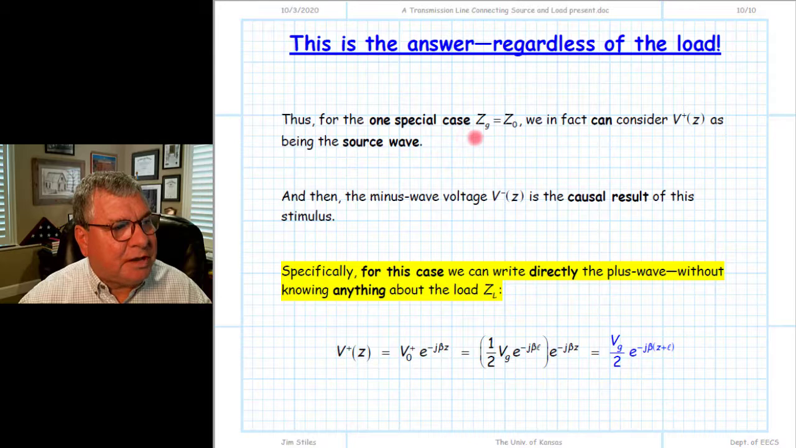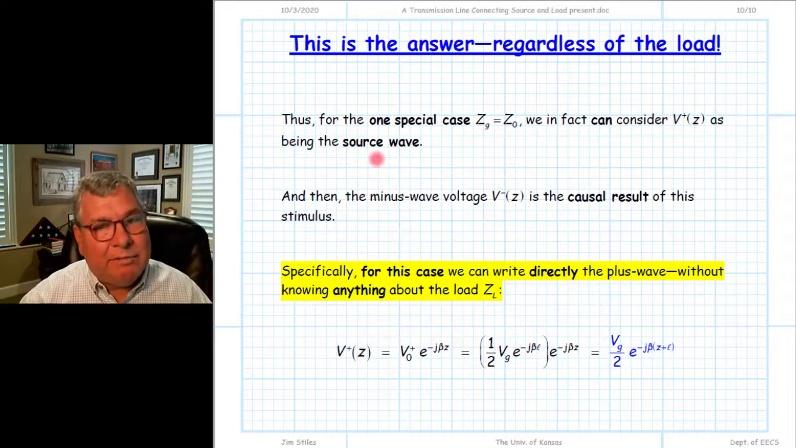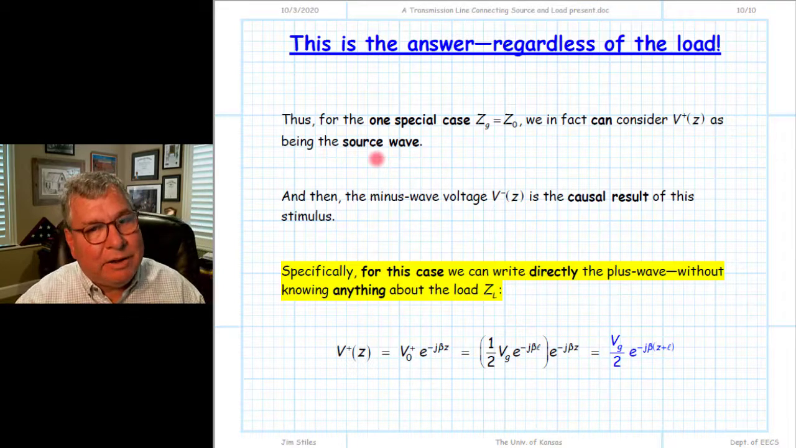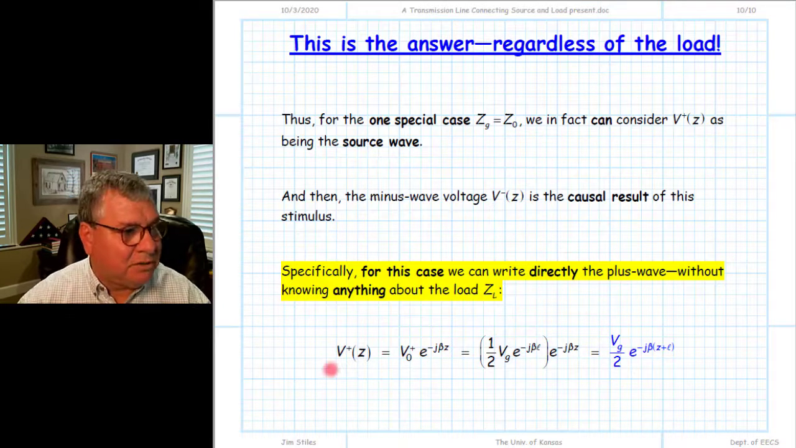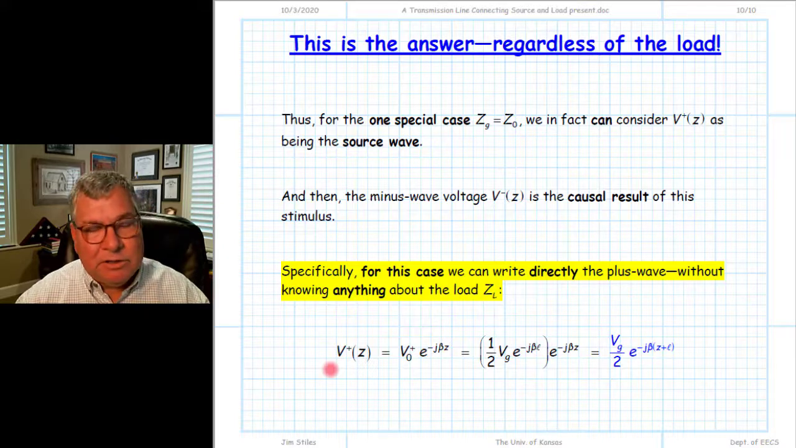So for this special case where we have a matched source, the plus wave voltage we can consider as being the source wave. Again, generally speaking, we can't. We just have a plus wave, which is dependent on both the source and the load. But for a matched source, where ZG is equal to Z0, we can say V plus is due specifically to the source. We can calculate what that plus voltage is. We know the value of V0 plus. We insert it into our solution for the plus wave voltage, and this is the result.